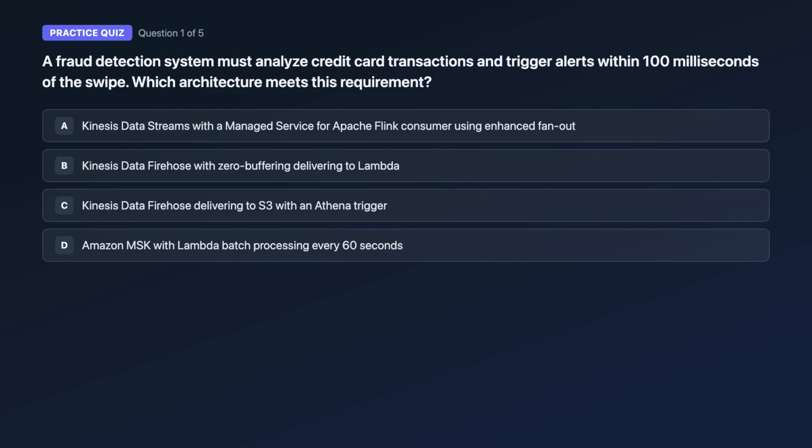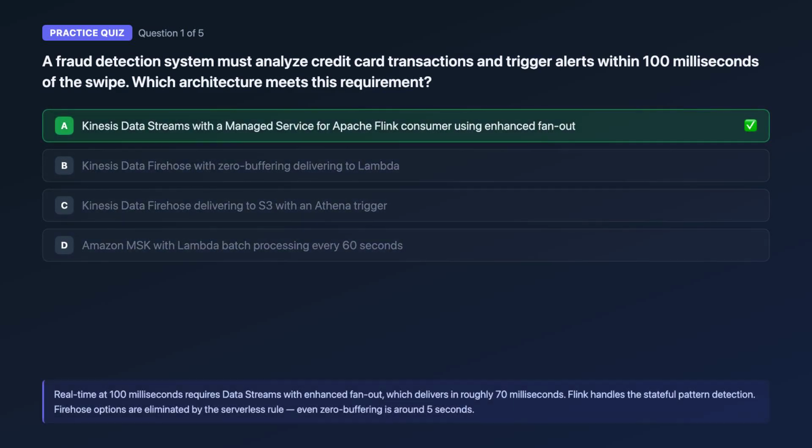Take a moment to think about it. The answer is A. The 100 millisecond requirement is real time, which immediately rules out anything with Firehose. Even zero buffering sits around 5 seconds. Data Streams with enhanced fan-out delivers in about 70 milliseconds, and Flink handles the stateful fraud detection. The serverless rule eliminates B and C, and option D's 60-second batch is obviously too slow.